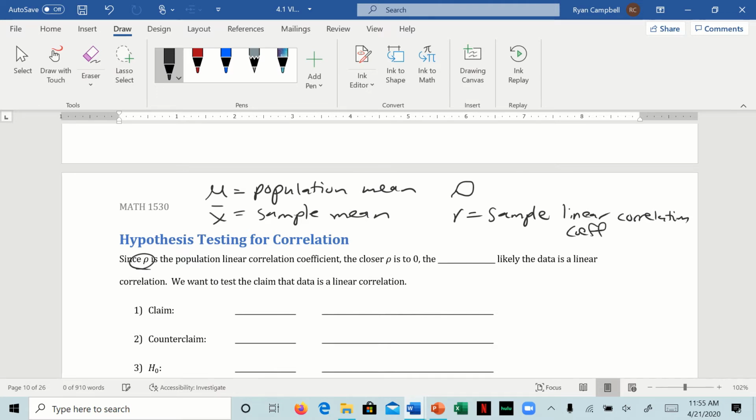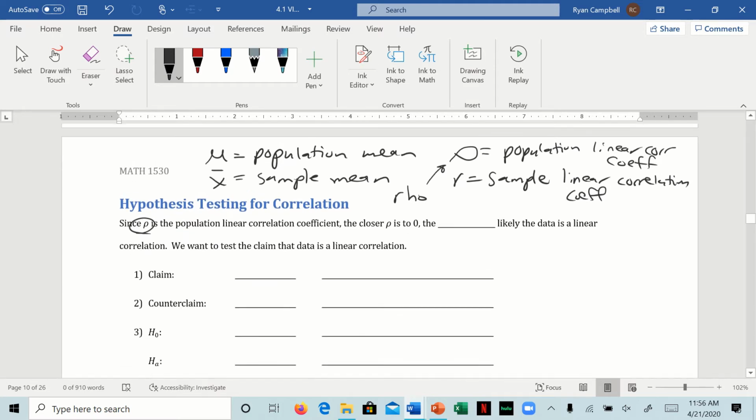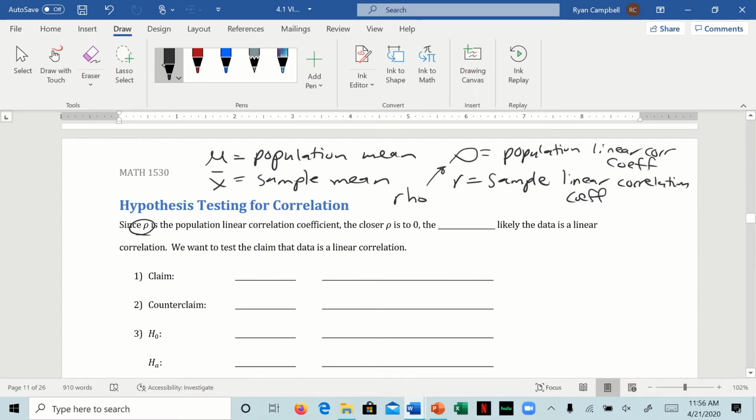Rho, and it kind of looks like a P, but it's a Greek letter rho, so make sure your P's and rhos are different. So I kind of think of rho as it's kind of like sigma, but you flipped it, and then it got lazy. It fell over. So that's kind of how I think about it. This is the population linear correlation coefficient, which again means that everything we just talked about with R also applies to rho.